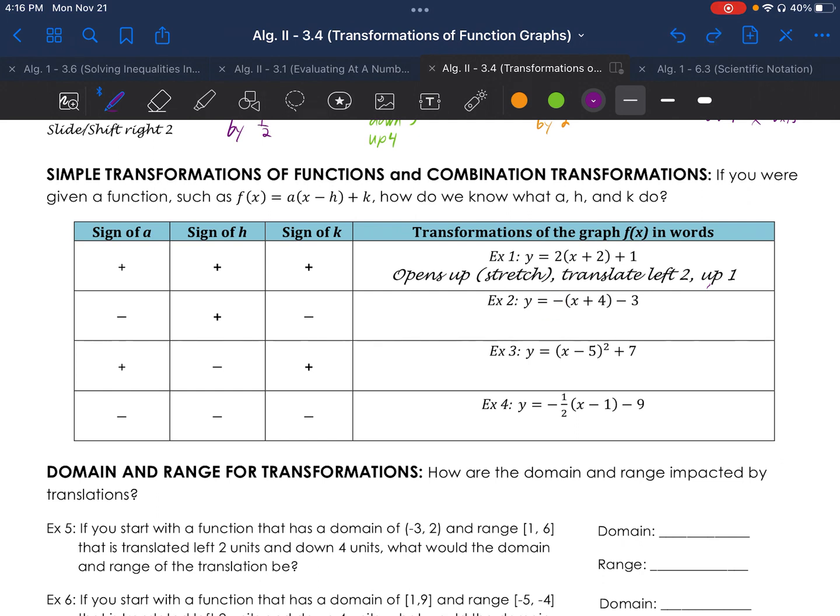So example 2, because the sign is negative, it will reflect or open down. So I'm going to say it reflects. The next thing, this says it translates. And for which direction? Well, it's right, left. And because it's positive, we're going to say actually it's the opposite. So left 4. And it also goes down 3.